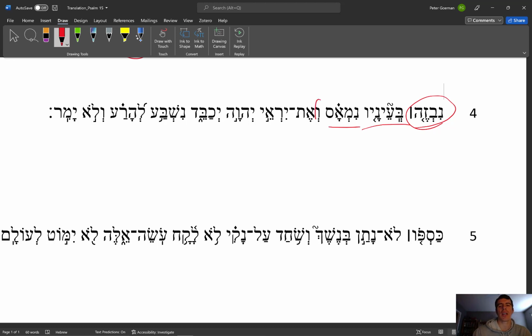But in contrast, now you have the vav here signaling a contrast. So, but, notice the direct object marker here. So the verb comes later, putting this and this as close together to compare. So the ones who are despised are rejected.